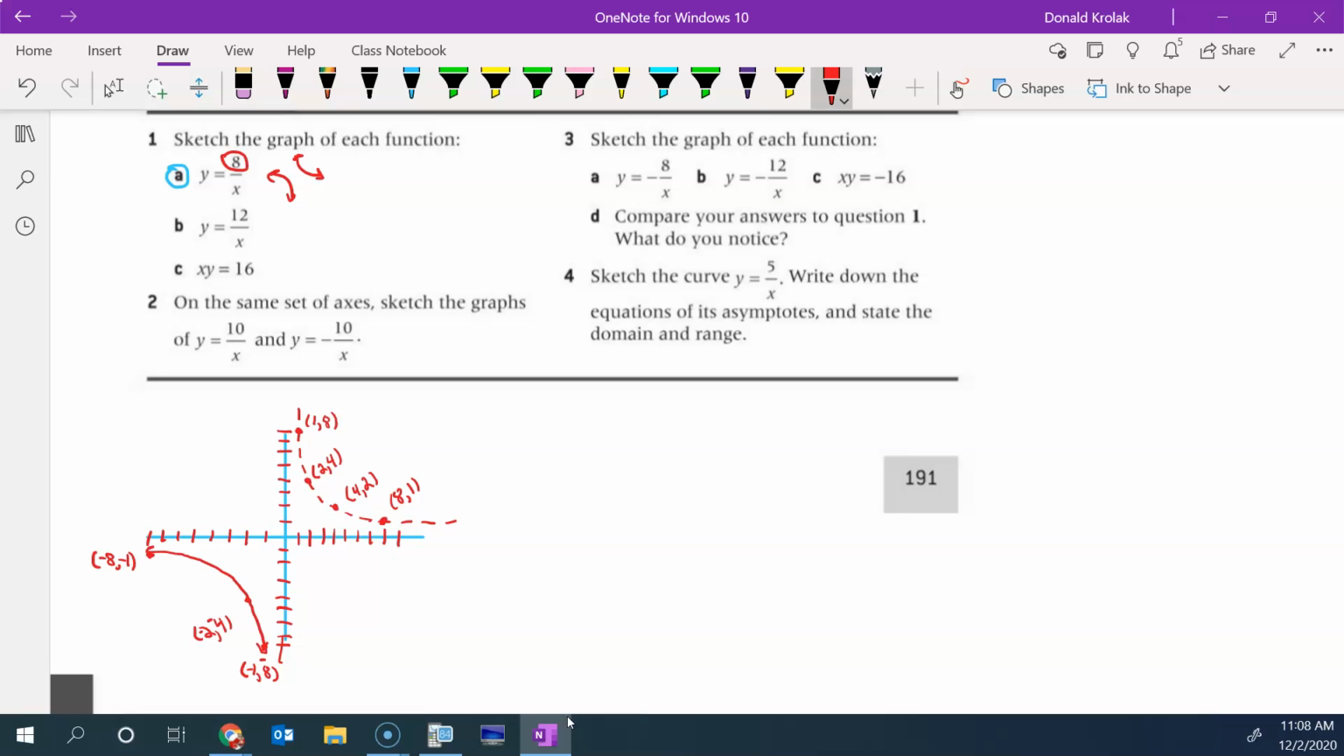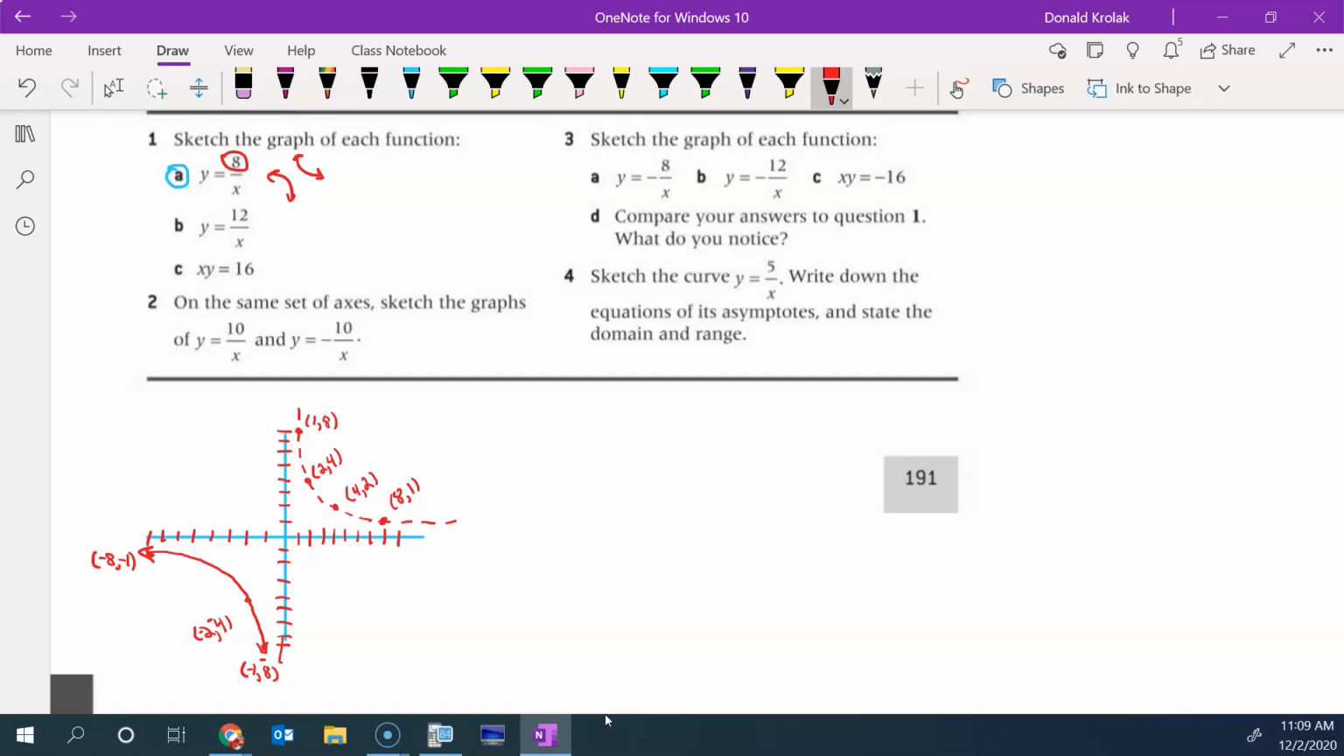Now, you said x over 12? Yeah. This is a line. If it was 12 over x, now it's a hyperbola. That's the reciprocal function.